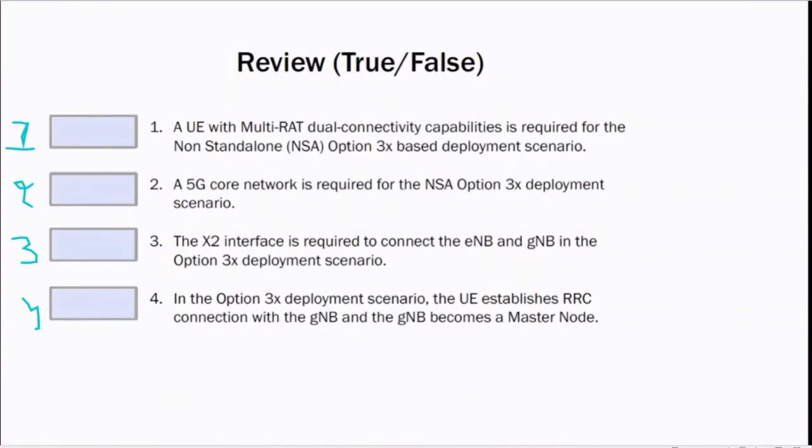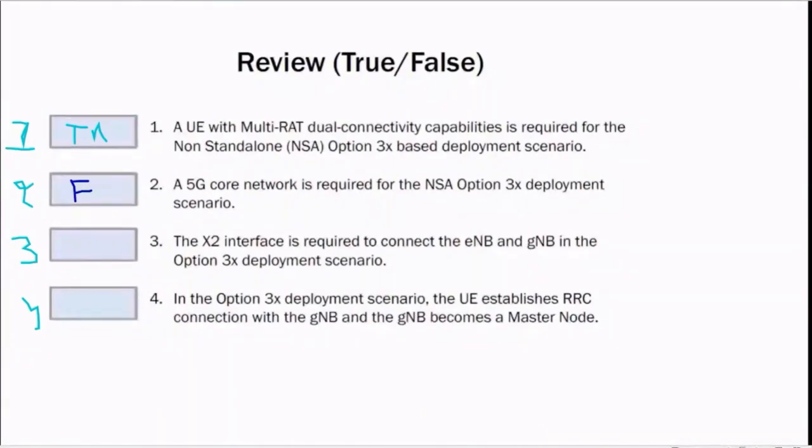Very nice. Everybody has said true. Yes, if a dual connectivity UE is not there, it will not work. Very nice. It's a true answer. The second question is: a 5G core network is required for NSA option 3X deployment. Let's talk about the second question. Very nice, guys. Everybody has given the right answer. So it means you are following the course. Thanks a lot. In case of 3X, we have seen that an LTE core is required, not the 5G core.